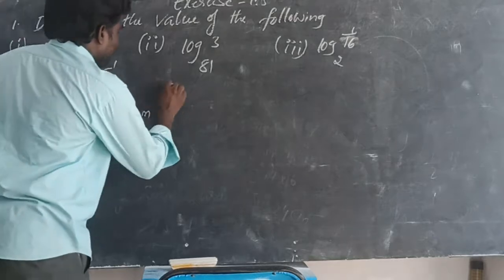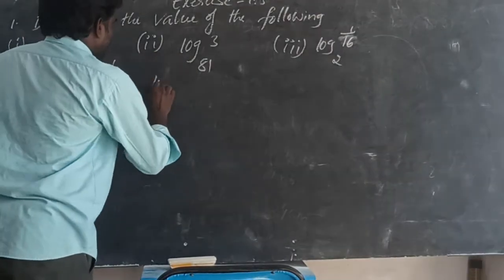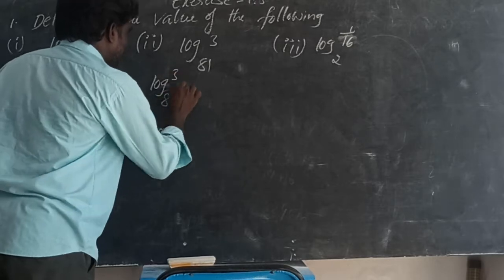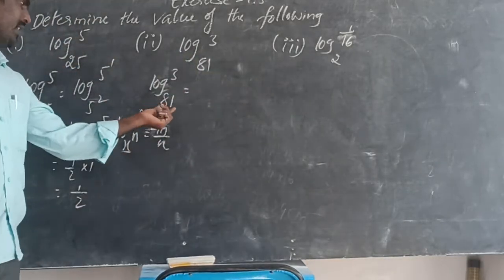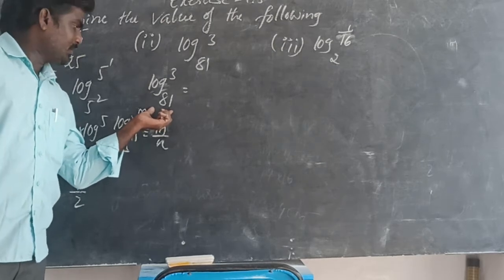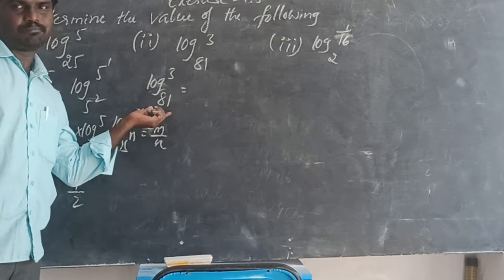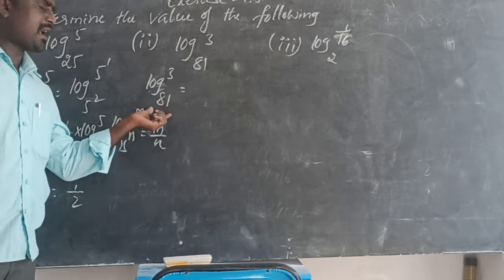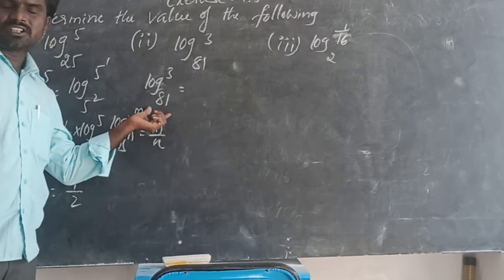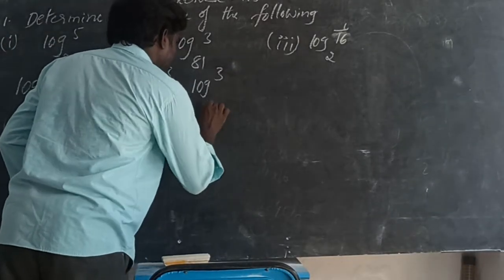Next, log 3 base 81. So the second one, log 3 base 81. How can you write 81? 3 to the power of 4. 3 into 3 is 9, 9 into 3 is 27, 27 into 3 is 81. So 81 we can write by the prime factorization method as 3 power 4. So log 3 base 3 power 4.